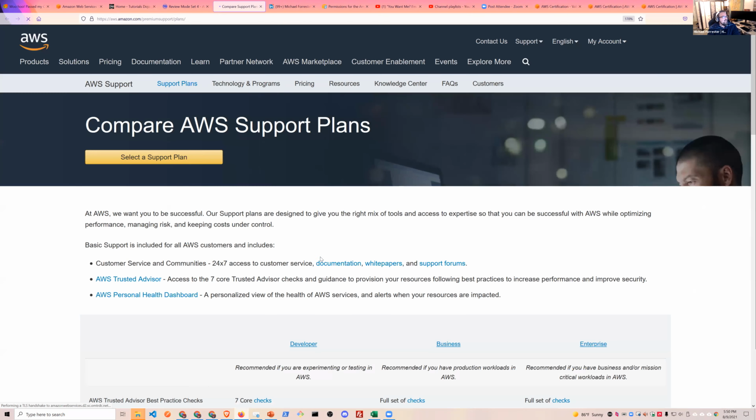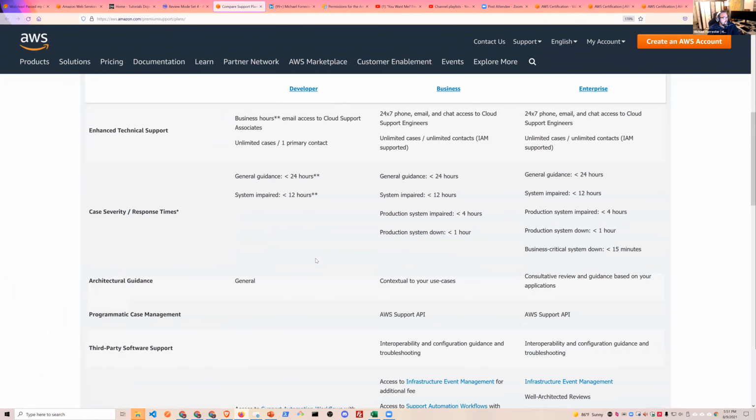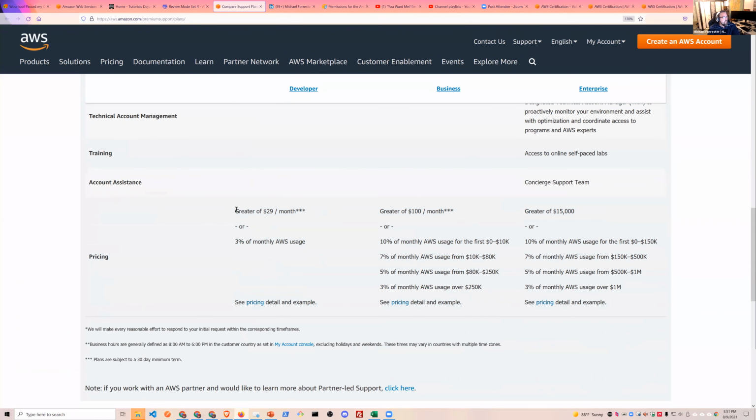Let's go take a look, actually. What's the cost? Oh, so $100. The greater of either $30 a month or 3% of your monthly usage. So if you're spending $100 a month, that's $3. Cool.